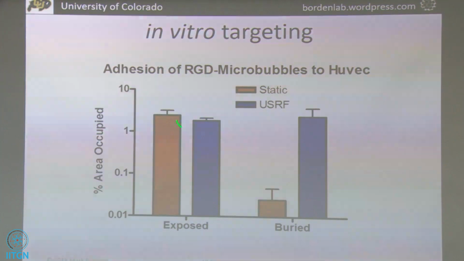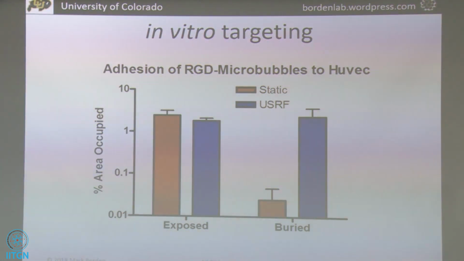So this is a quantification of that data. When you use the exposed ligand architecture, you're getting a lot of binding in the static case, that is, when you flip the plate over and allow the bubbles to come up and get in contact with those HUVEC cells, and then you flip it back over and you wash it. You see a lot of binding, and then when you apply radiation force, you see about the same amount of binding. This is a large scale.